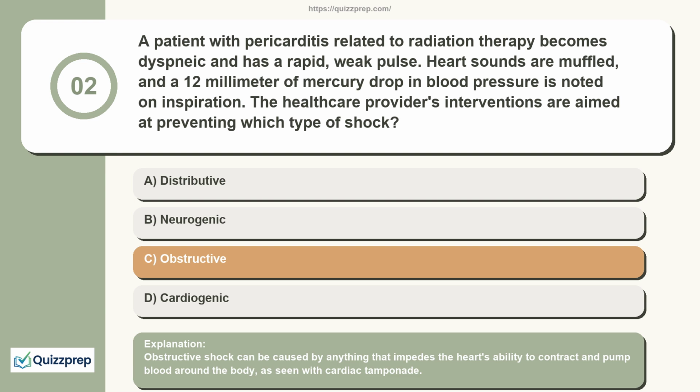Obstructive shock can be caused by anything that impedes the heart's ability to contract and pump blood around the body, as seen with cardiac tamponade.